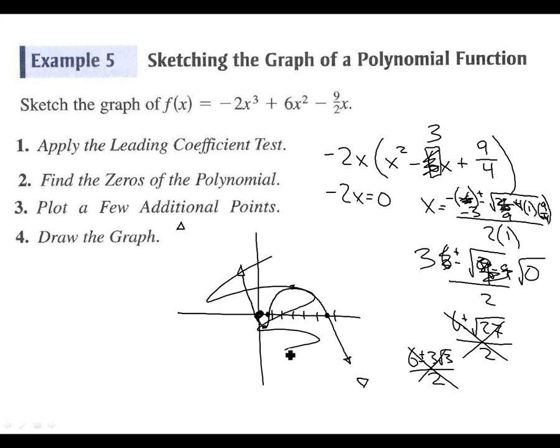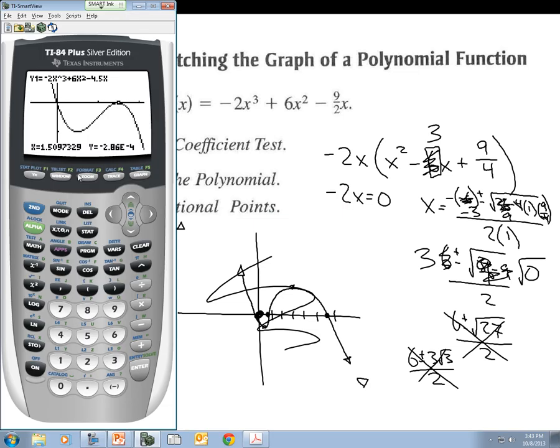So let's get rid of this entirely. Redraw it. Important points at 0 and 1.5. I'm going to come down, touch, and turn the other direction. Still need our minimum down here. Let's trace and find it. Second calc. Minimum.